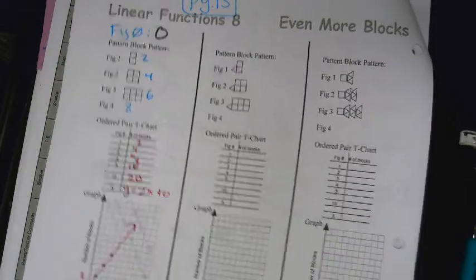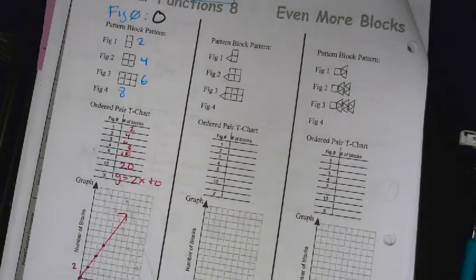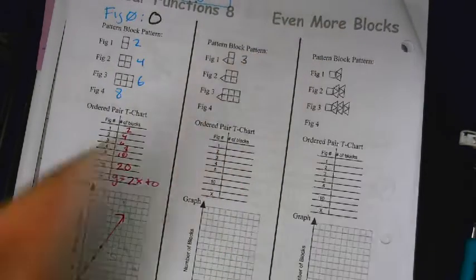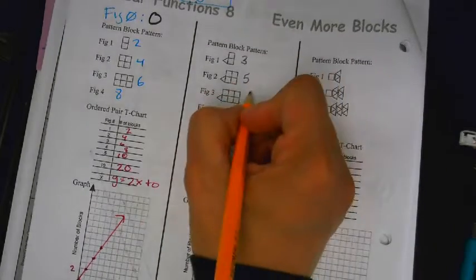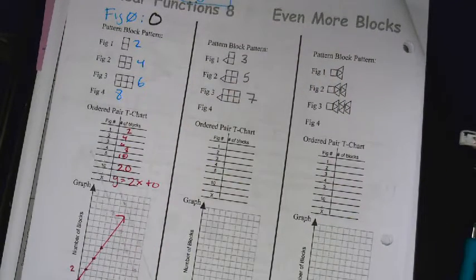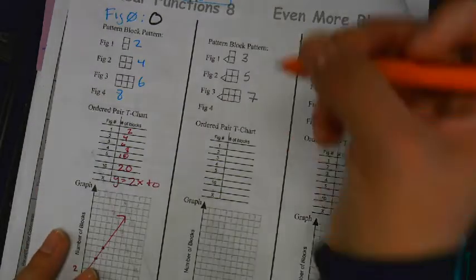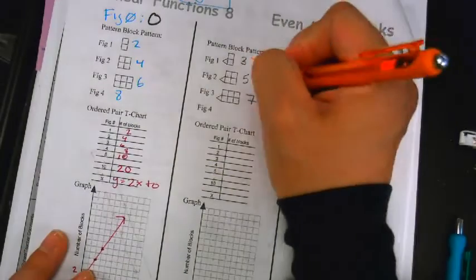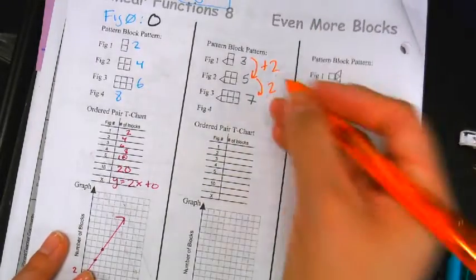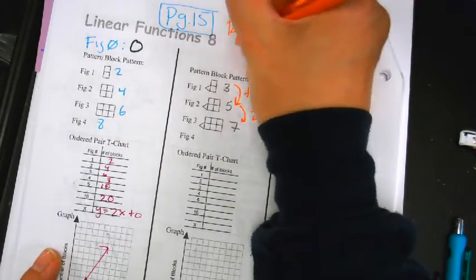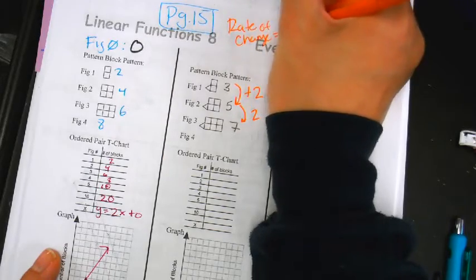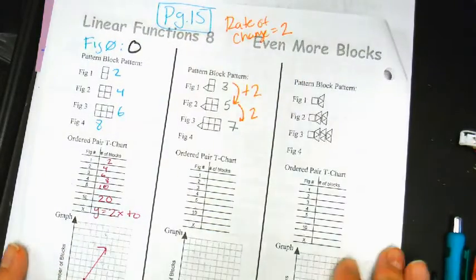All right, figure 1 on the second one. How many do we have? 3. How many in figure 2? 5. Then? 7. Okay. Do we understand how to do that? So then, 2 things you have to do, Nicole. First thing is, what are you adding by? 2. Okay. That is called your rate of change. Equals 2. Okay?